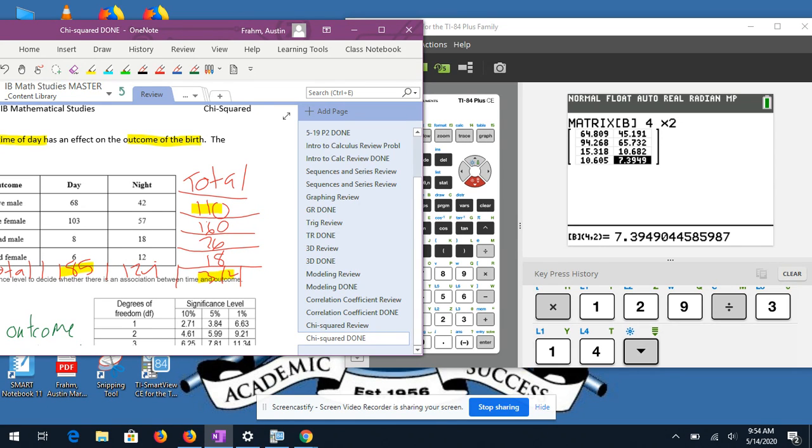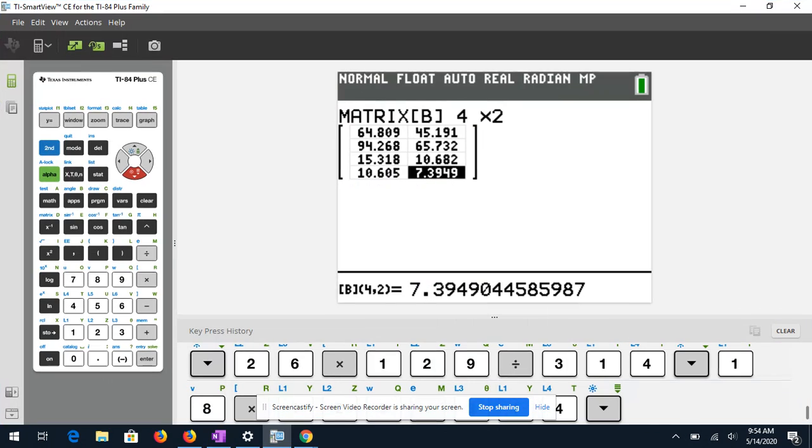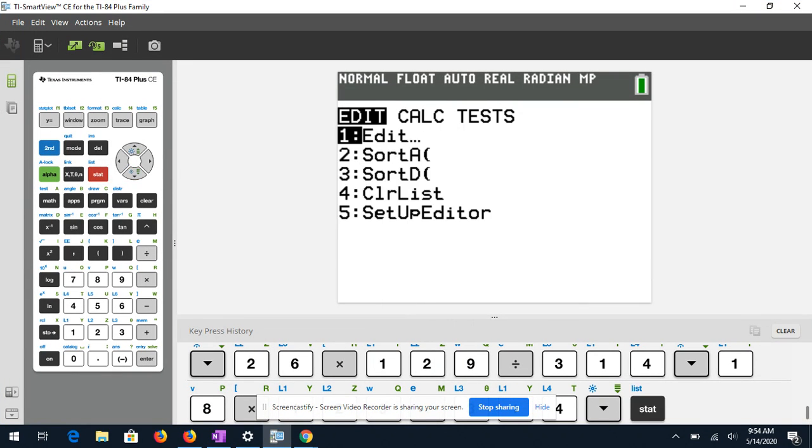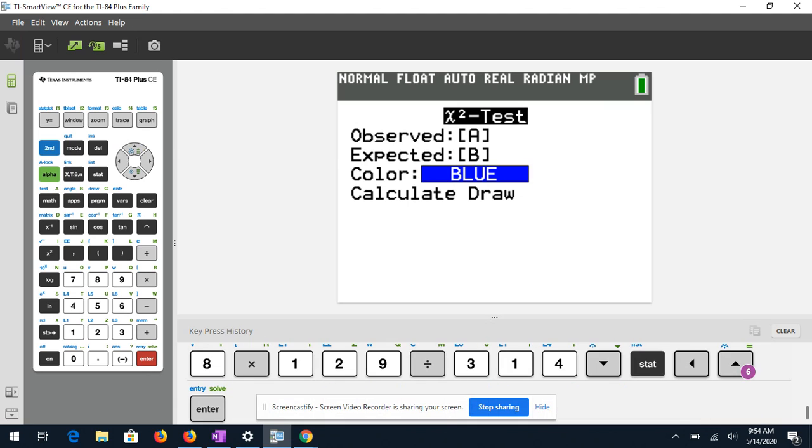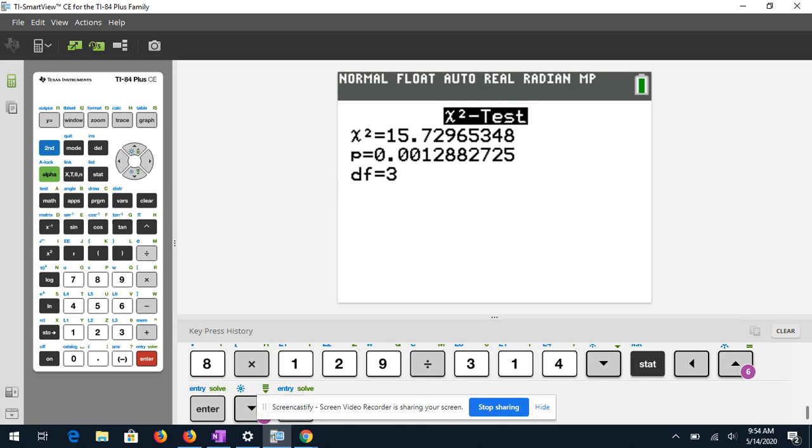I filled out the rest of matrix B by doing that calculation for every row and every column. Again, what we're trying to do is calculate the chi-squared calculated value and the p-value. Now that we have matrix B filled out, we go to stat, over to tests, and go to test letter C, which is the chi-squared test, and hit enter. Observed is in matrix A, expected is in matrix B. We don't have to worry about the color, so we just hit calculate, and it gives us both the chi-squared value and the p-value.